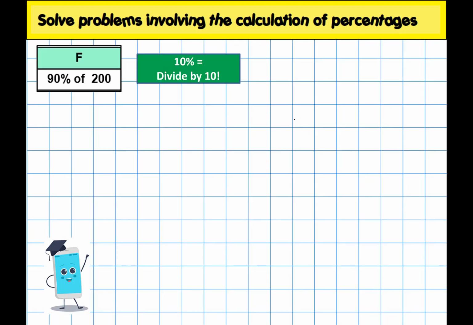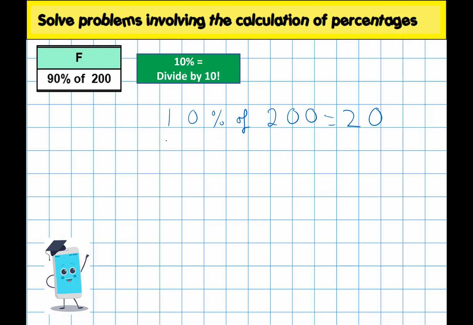And finally, 90% of 200. Now I've got my 10% up here, and there's 2 different ways I could use this. And there are other ways actually. I could find 50% and then 40%. So if I find 10% first of all, I divide by 10. So 10% of 200 is 20.